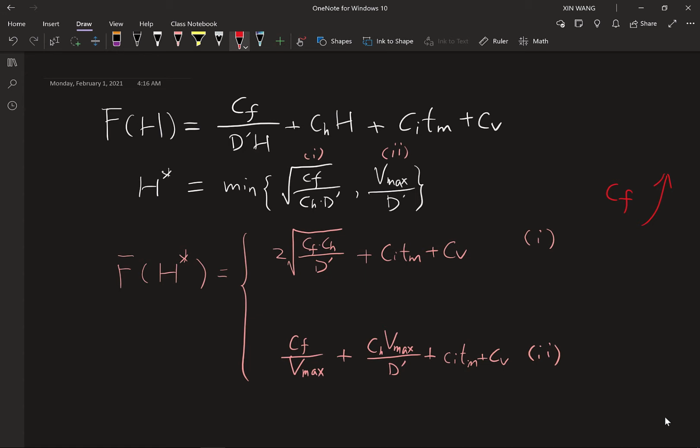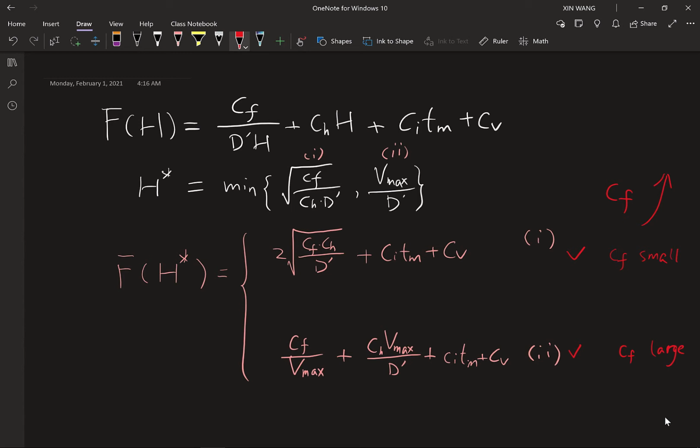If CF changes, let's see how it would affect the total cost. You can see we have two cases. When CF is very small, when the fixed cost is very small, the first case is effective because the optimum headway should be small. And when CF is large, the optimum headway should be large, and then it should be bounded by the capacity. So the second case is effective.